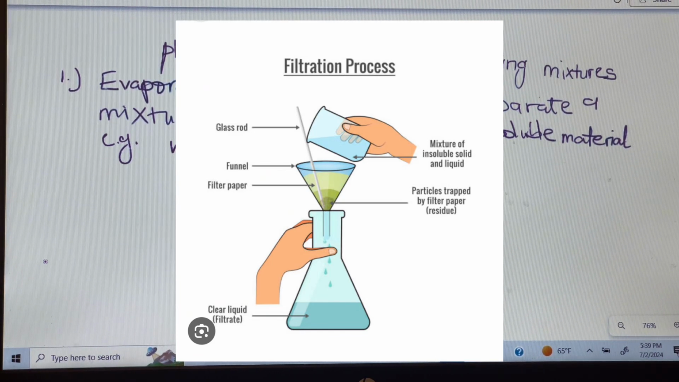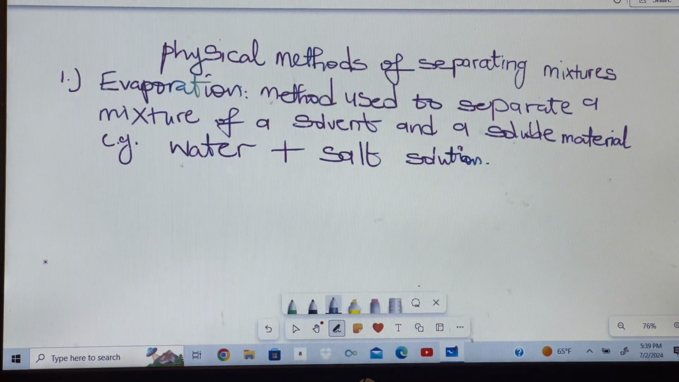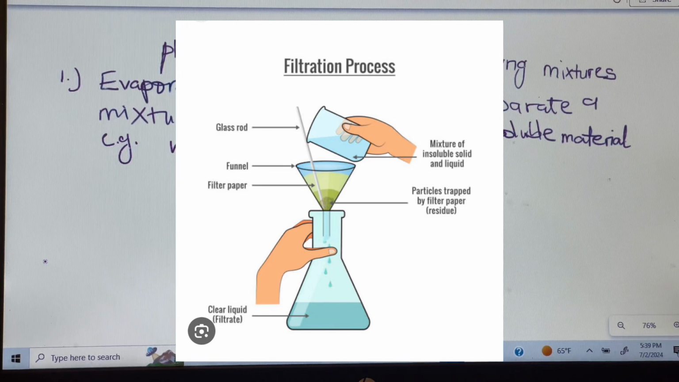Just, we pour the water and sand mixed together, because sand can never dissolve in water. So we just pour it, and what's going to be on top of the filter paper is the sand, and we recover clear and clean water in the flask we're using to do the filtration. So that's how we get our clean water, through the filtration method.